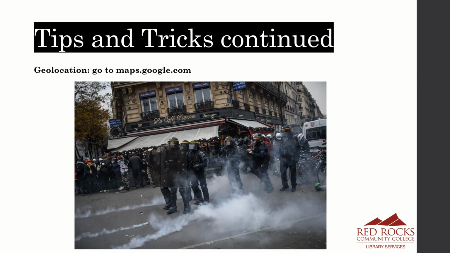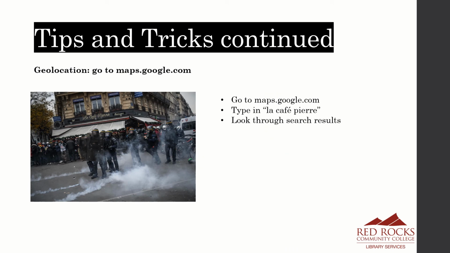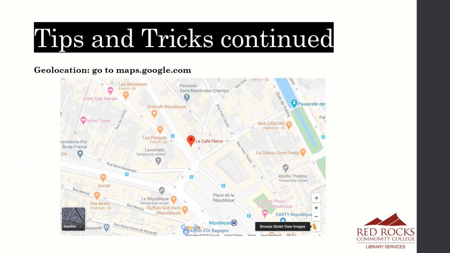So the first thing I'm going to do is look at some location context clues in the background. So I see a sign that has numbers and letters. It has some words that definitely look like English, but they're definitely not. And that sign of the restaurant is very telling. La Café Pierre. So what I'm going to do is actually search for that in maps.google.com. So I'm going to go to that website, type in La Café Pierre, and I'm going to look through the search results. So this is what I found.